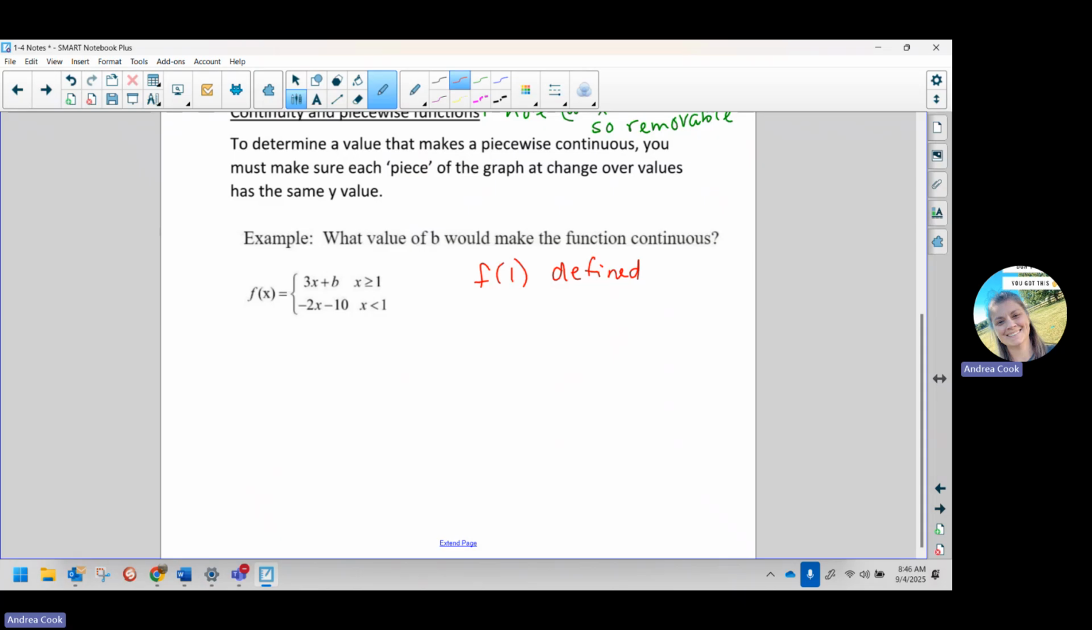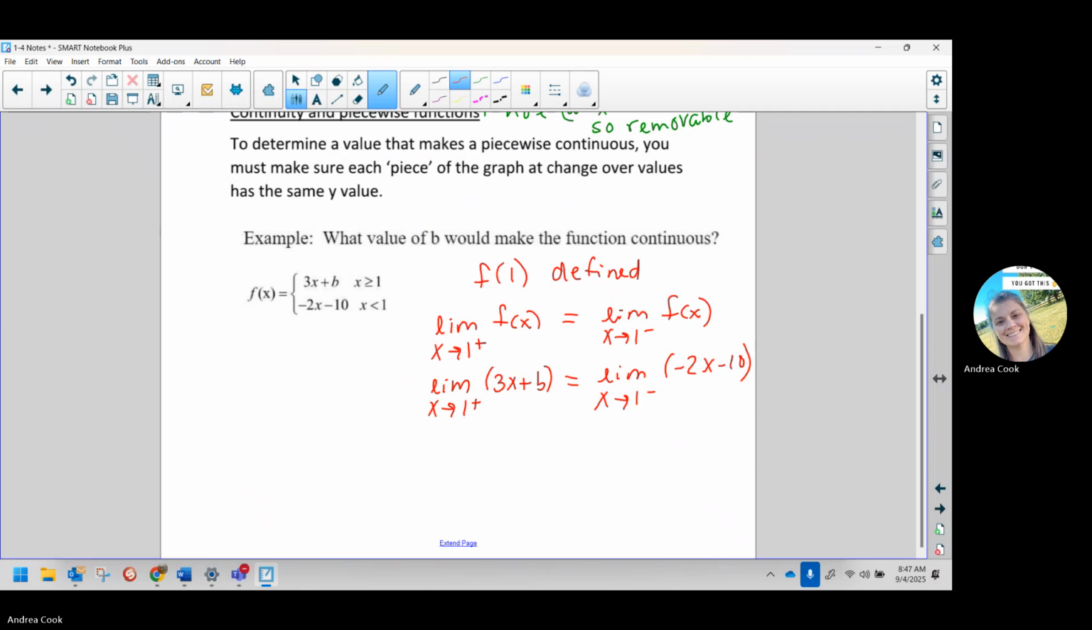The second checkpoint is that the limit exists. Because I have a piecewise function, I need to find the limit as x approaches 1 from the right of f, and that has to equal the limit as x approaches 1 from the left. So which piece is on the right? That would be the greater than. So I'm finding the limit as x approaches 1 of 3x plus b. That has to equal the limit as x approaches 1 from the left, which is -2x minus 10.